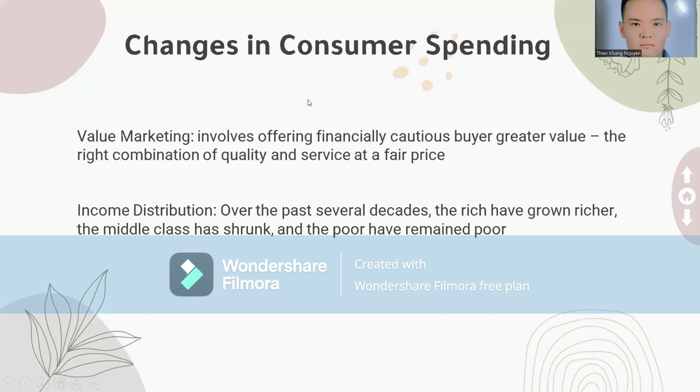So I will come to the next part, the changes in consumer spending. Value marketing involves offering financially cautious buyers great value, the right combination of quality and service at a fair price. Income distribution: over the past several decades, the rich have grown richer. The middle class has shrunk, maybe, or they have grown to the rich part, and the poor will remain poor. Rich become richer and poor become even more poor.